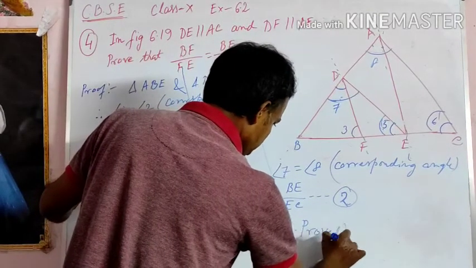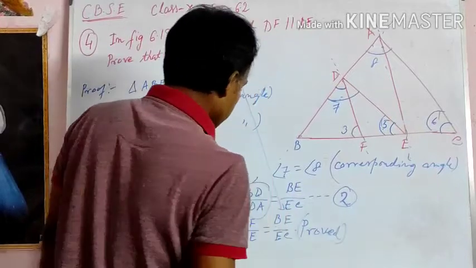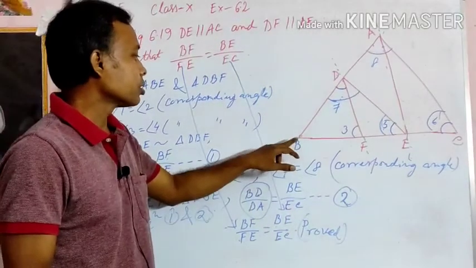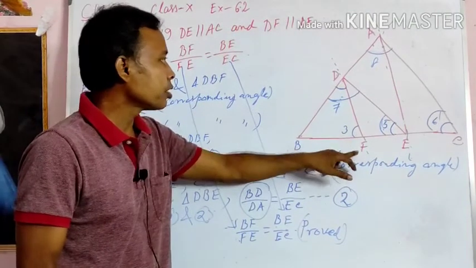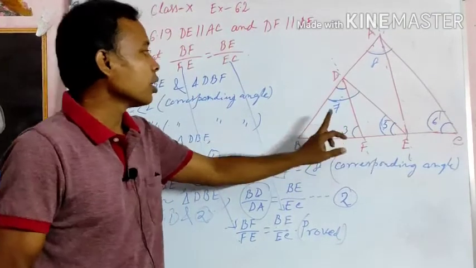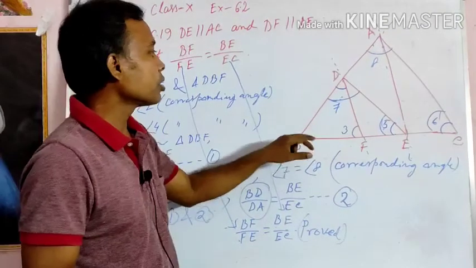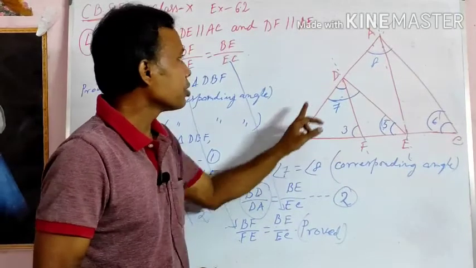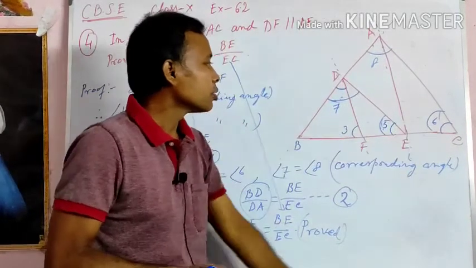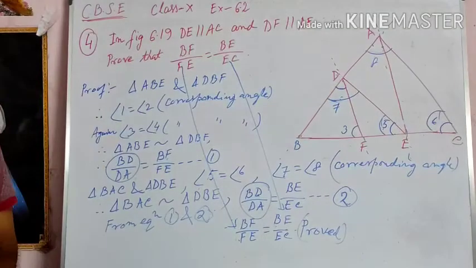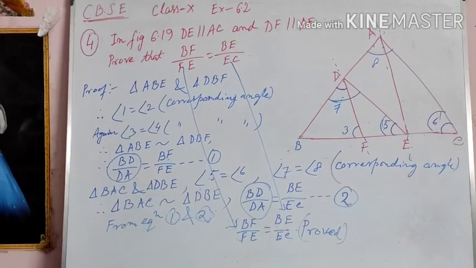So very important question. First you will take two triangles BDF and BAE and prove the two triangles are similar. Then you will take BDE and BAC, two triangles are similar. From there you can prove it. So very important question. Next question.